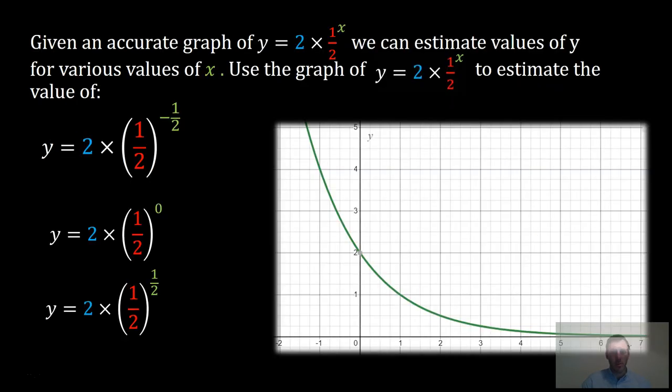Given an accurate graph of y equals 2 times 1/2 to the power of x, we can estimate the values of y for various values of x. Let's use the graph of y equals 2 times 1/2 to the power of x to estimate the value of y. When x equals -1/2, y equals 3. When x equals 0, y equals 2. When x equals 1/2, y equals 1.5.